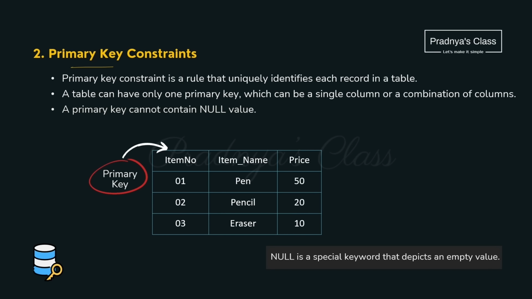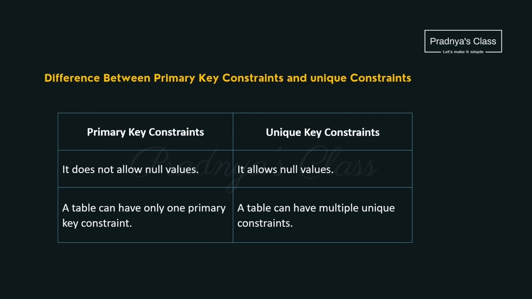Moving ahead to the most important constraint, that is primary key constraint. If we apply primary key constraint on any column, it means what? It will not allow duplicates as well as it will not allow null values. Null means you cannot keep that column entry as empty, and duplicates means two columns should not have the same entry.